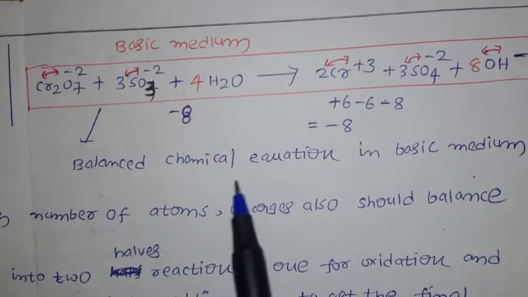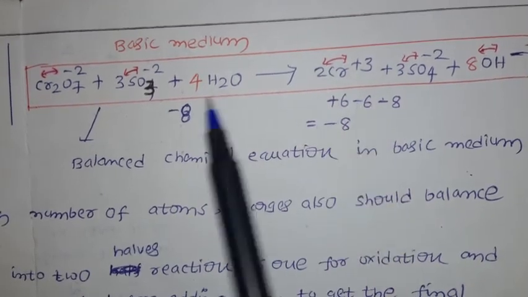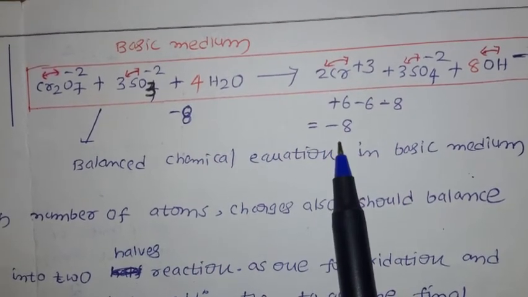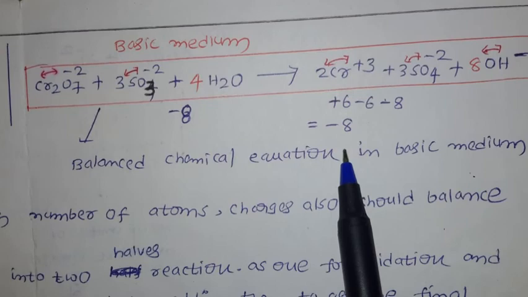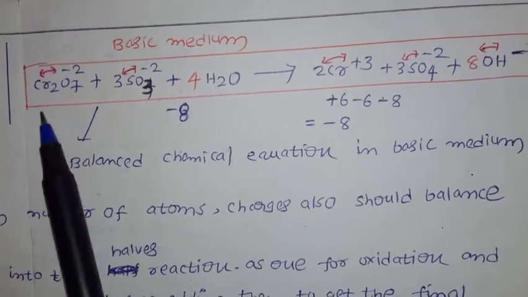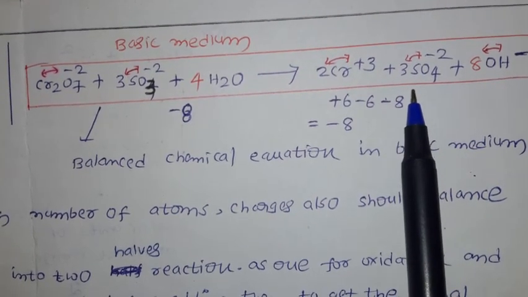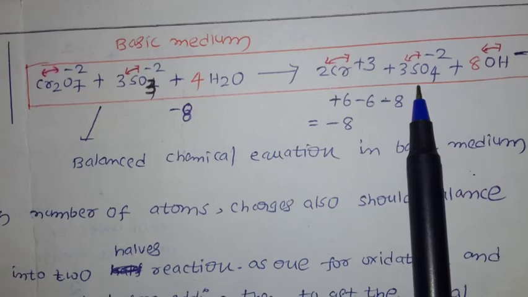Now this is the balanced chemical equation in basic medium. You have to change only the number of H2O and OH minus. You should not touch the coefficient of any other reactant and product. This is about balancing the equation in the oxidation number method.